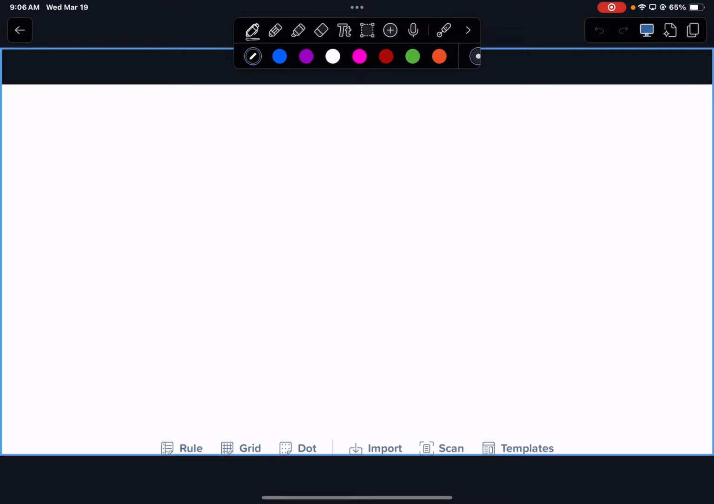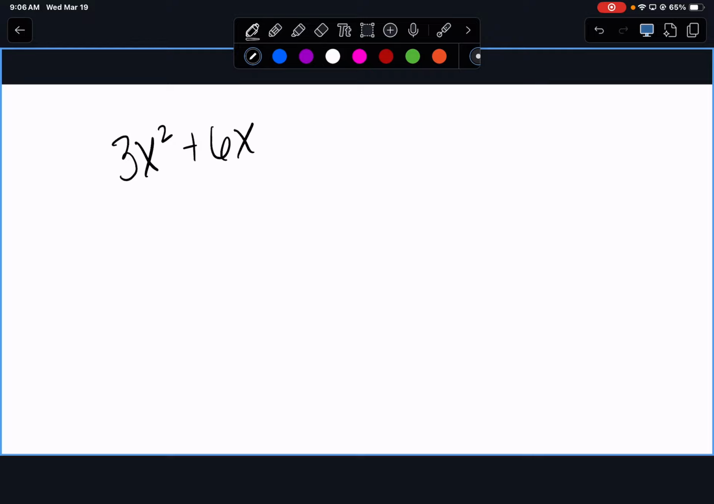All right, so real fast, we have looked at 3 different types of factoring so far. If we have 3x squared plus 6x, what can I do to factor that? I can find the greatest common factor. What is the greatest common factor? Probably 3x. So when I take that out, I do 3x squared divided by 3x, which gives us x. Then we have 6x divided by 3x, which gives us 2. So that is a greatest common factor example.